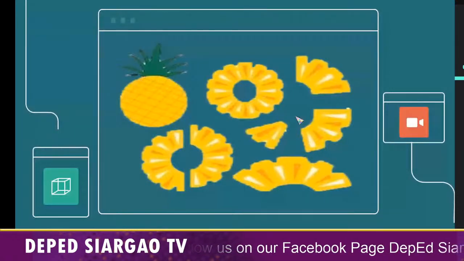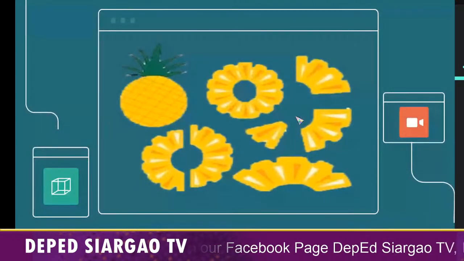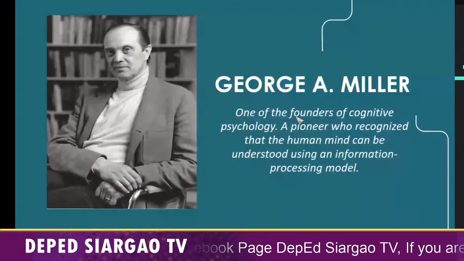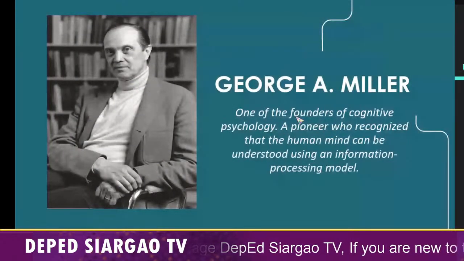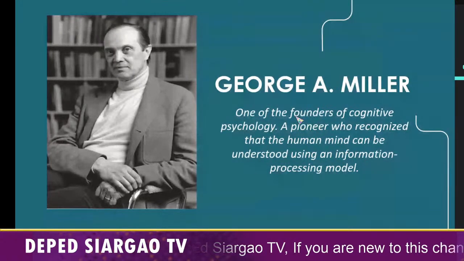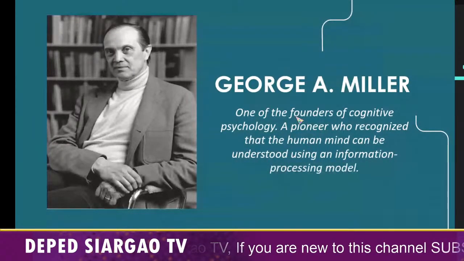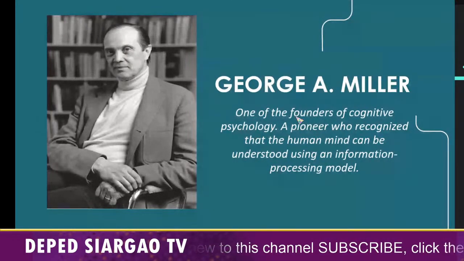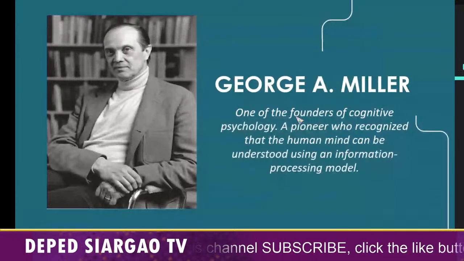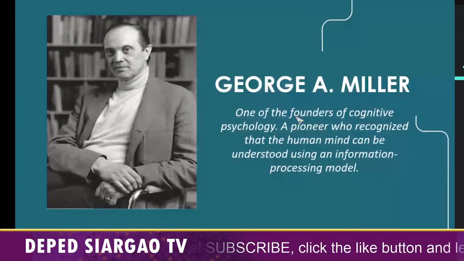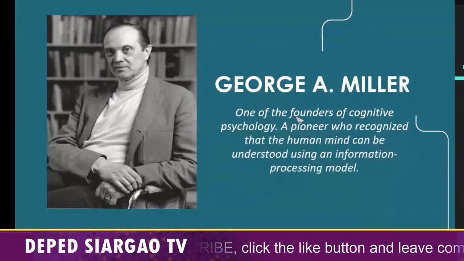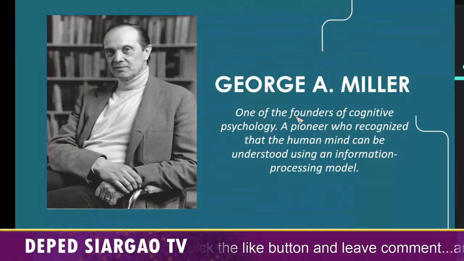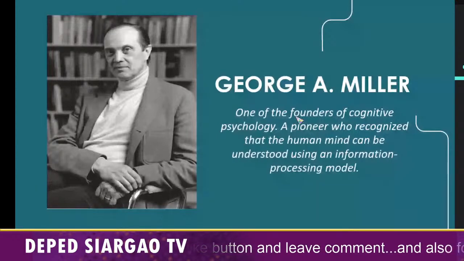So now we have what we call the chunking of the content. So we have here George A. Miller. He is one of the founders of cognitive psychology and a pioneer who recognized that the human mind can be understood using an information processing model. He also formulated the chunking concept in 1956. George A. Miller identified a problem that our working memory is limited in capacity. He said that the working memory could only hold 7 chunks of information at once.